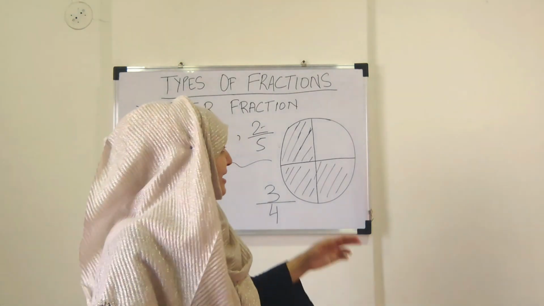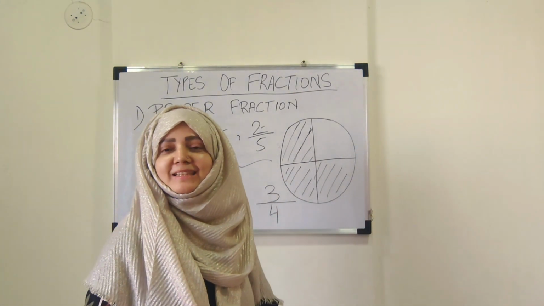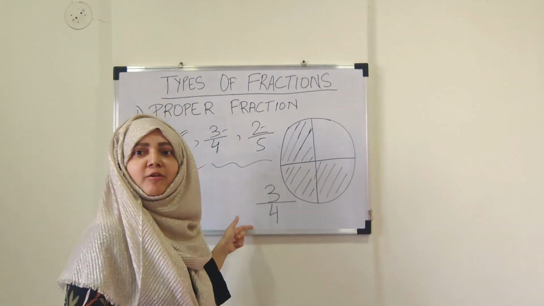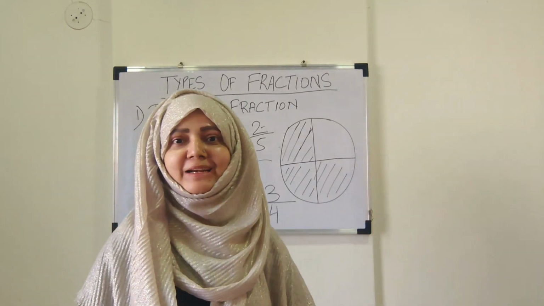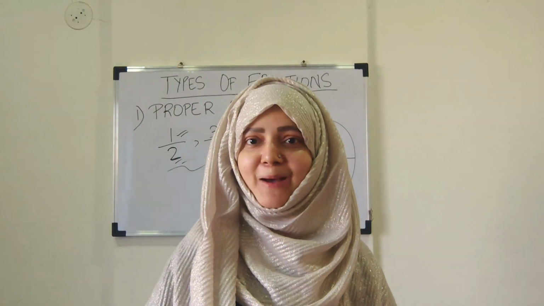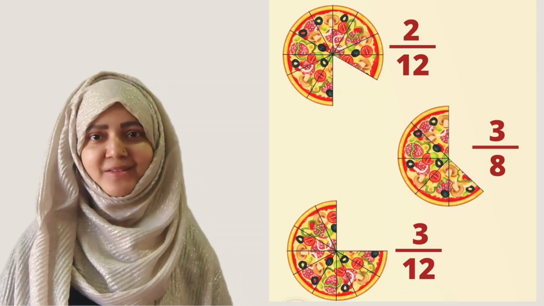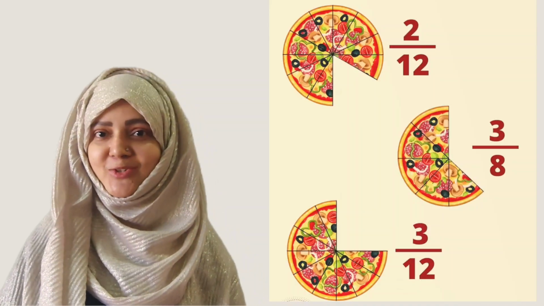Example, a pizza is cut into 4 equal parts and you eat 3 slices. That means you have eaten 3 by 4th of the pizza. So the fraction is 3 by 4. Now let's look at a few more examples. As you can see here, the first pizza is cut into 12 equal pieces and 2 pieces are eaten. So the fraction is 2 by 12.